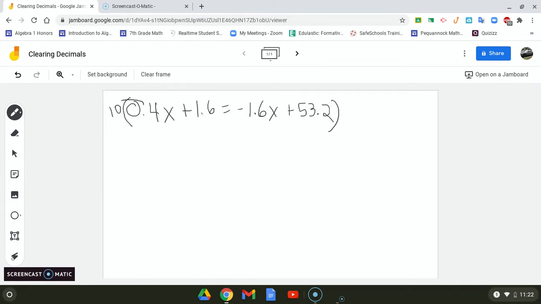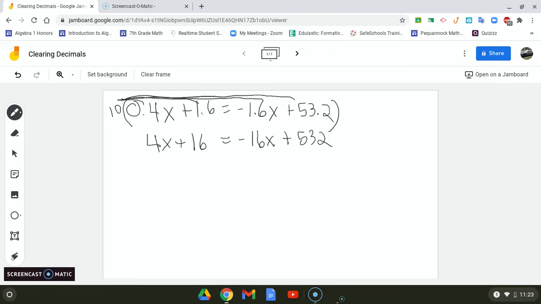Okay, so that means we're going to distribute that 10 to each of the pieces. Okay, so 10 times 4/10 x is just going to be 4x. 10 times 1 6/10 is 16. 10 times negative 1 6/10 x is negative 16x. And 10 times 53 2/10 is going to be 532.